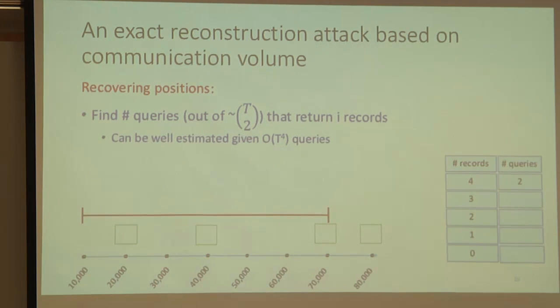Now, how many queries return 3 records? We can see that it is this query, this one, and this one. So we have 4. And by continuing like that, we can find the number of queries that return a certain number of records. We can estimate this table well enough if we have t to the power of 4 queries, assuming a uniform query distribution. Okay?